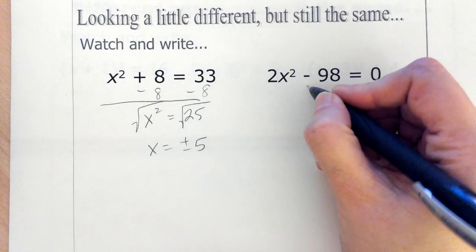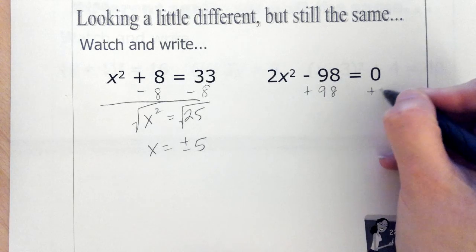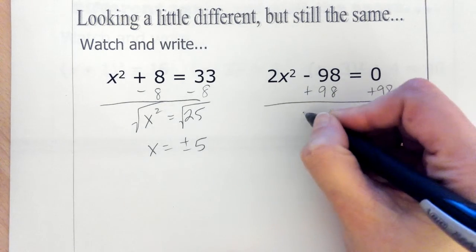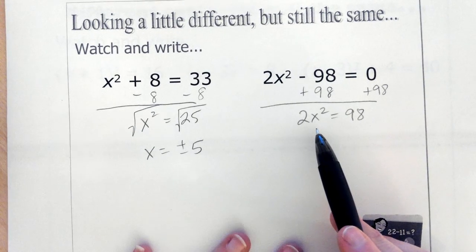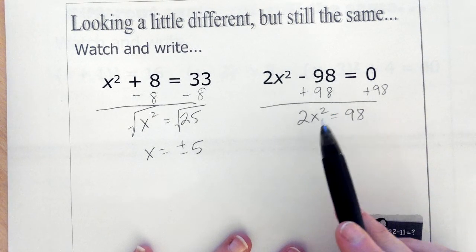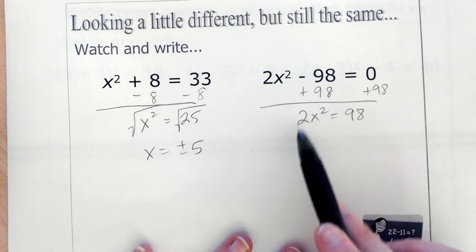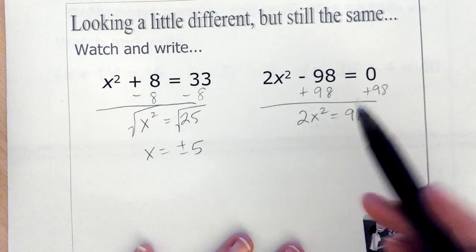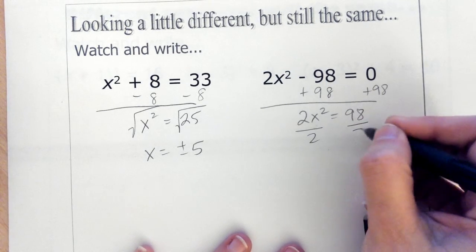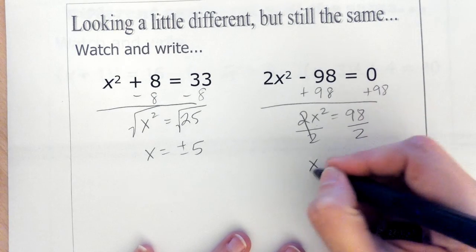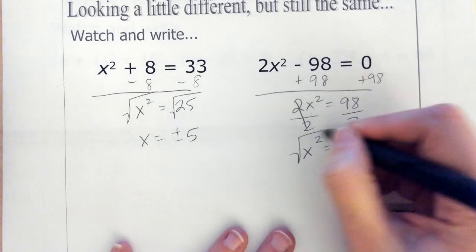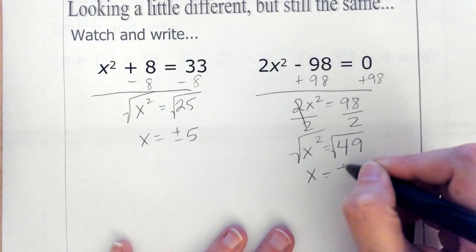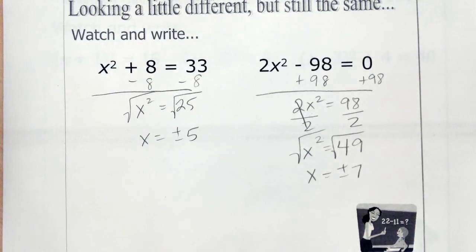Okay, so what I would do is I would add 98 to both sides. I have 2x squared equals 98. At this point, I don't have a perfect square over here. I can't just take the square root of this because I've got this 2. So I need to divide both sides by 2. That gets me x squared equals 49. Now when I take the square root of that, I get x equals plus or minus 7. Okay?